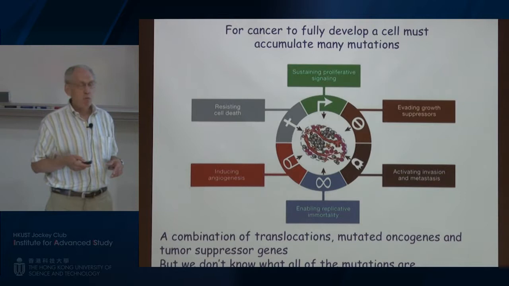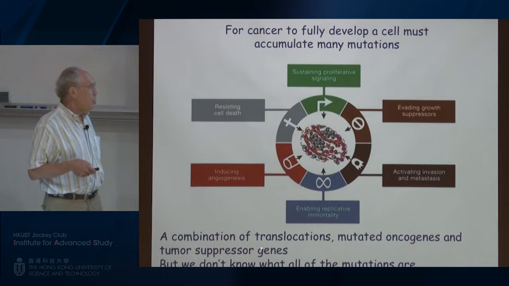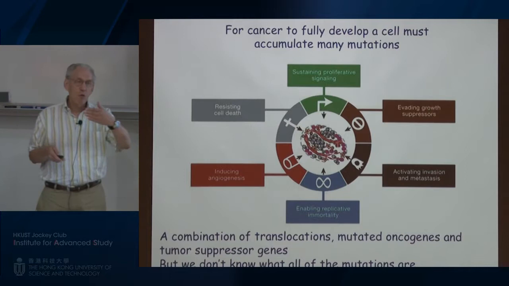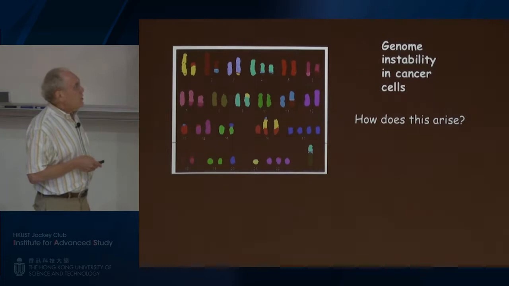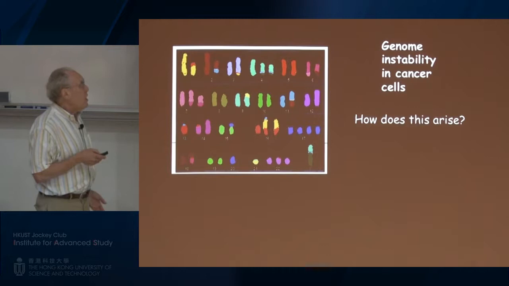And we know a lot, and I'll talk a little bit about how people know these things, but we know a lot of the alterations in many cancer cells, but we don't have yet a complete picture of what it takes for cells to progress into this situation. Okay, so the question really for the rest of this talk in a way is how does this happen?